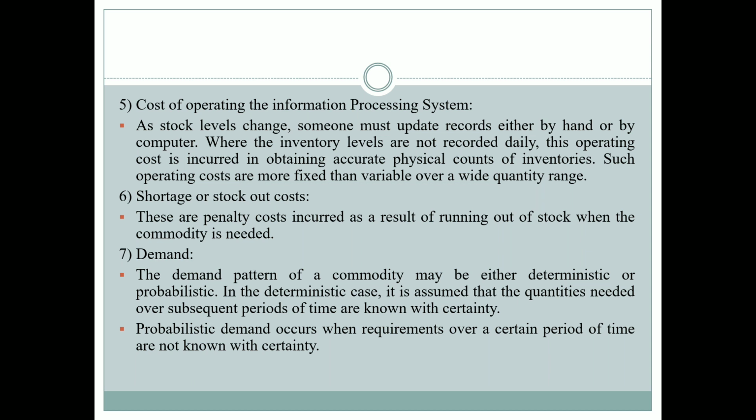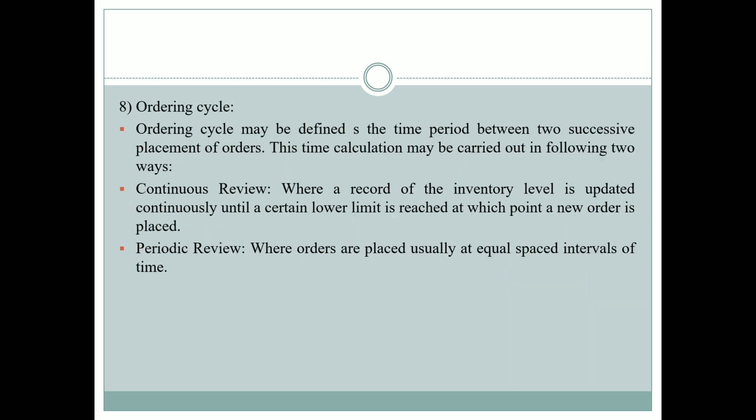Next is demand. The demand pattern of a commodity may be either deterministic or probabilistic. In the deterministic case, it is assumed that the quantities needed over the subsequent periods of time are known with certainty, whereas probabilistic demand occurs when requirements over a certain period of time are not known with certainty.